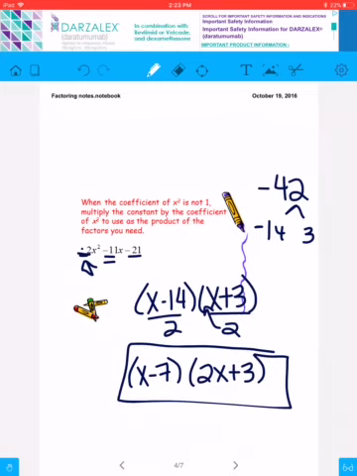So you take A and you divide both of your factors by A. If it divides nice and pretty, do it. If it doesn't, you have to pull A out into the front.